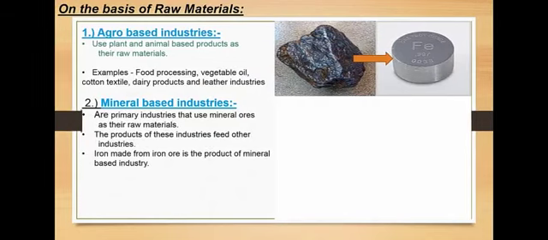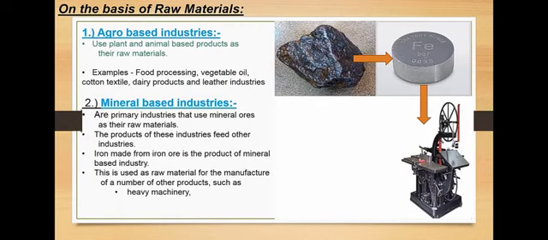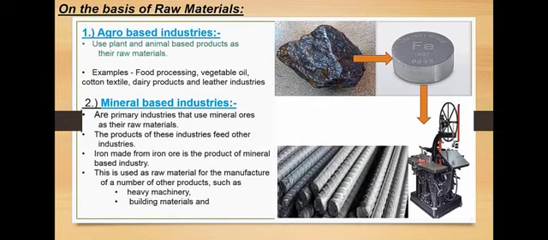What is meant by mineral-based? Oh, you already know. In the third chapter, the minerals lesson, we studied how to extract iron from iron ore. Iron ore is present naturally in the rocks, and we undergo many processes to convert that iron ore into iron, then convert that into steel, and we use the steel for machineries and also for steel rods, etc. So whenever the input is minerals, it is called a mineral based industry.